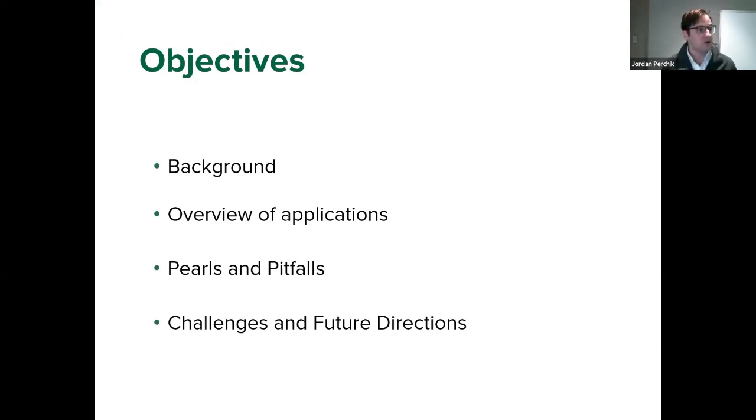My goal today is that we're going to do some background on AI and body imaging. We're going to talk about the kinds of tools that you're going to see in clinical practice. We'll do an overview of these types of applications, discuss some key pearls and pitfalls, and we'll end with challenges and future directions.